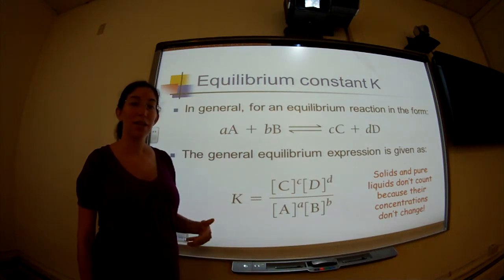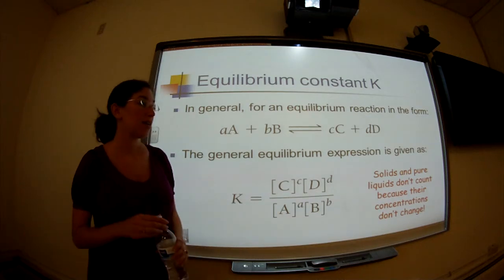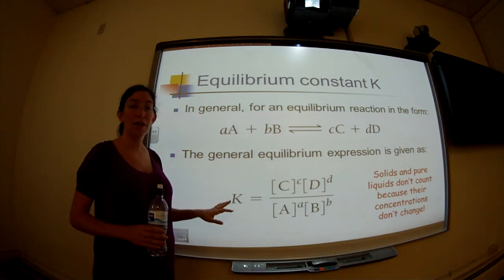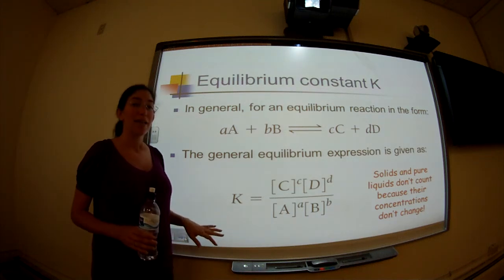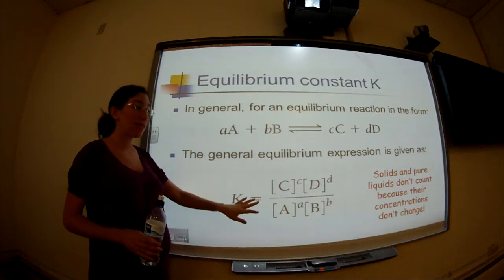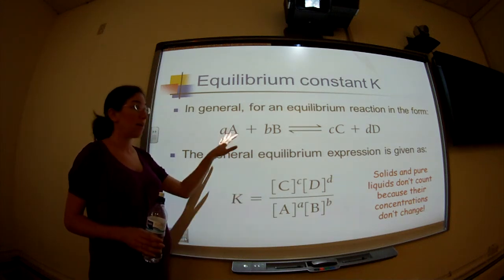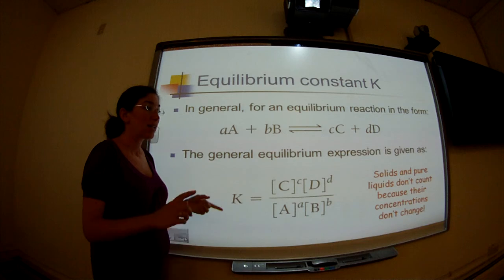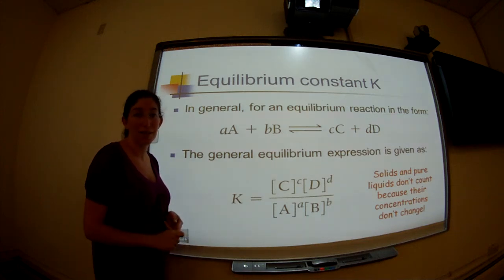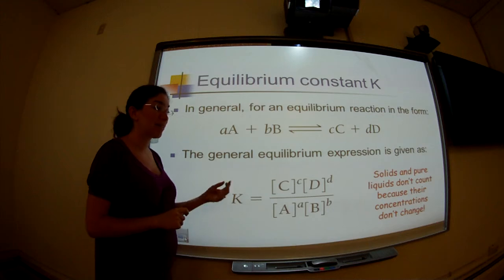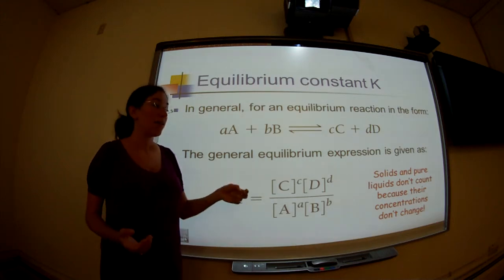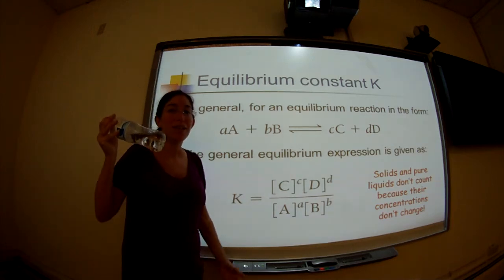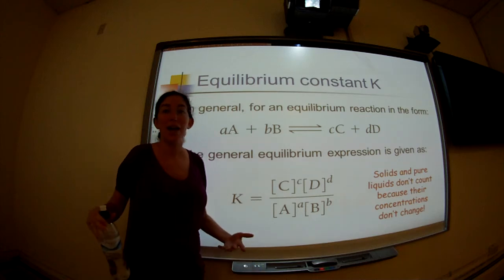Now, the only other rule when determining equilibrium constant, K, is that only gases and aqueous products and reactants count. They're the only ones that count. Liquids and solids do not count, and the reason is because pure liquids like water, and solids don't have a concentration. What's the concentration of water? It doesn't have a solute in it, so it doesn't have a concentration.